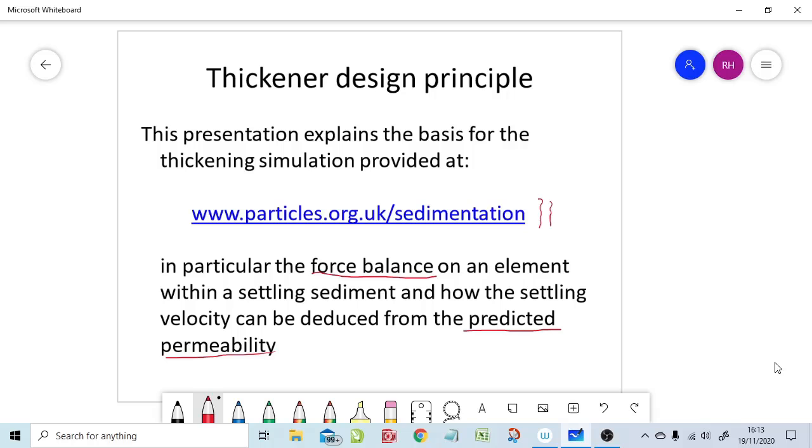This is really a book design of a process, but I do go on to compare the permeabilities from the prediction against some experimental data. So we'll see a comparison between data and prediction as the time goes on.